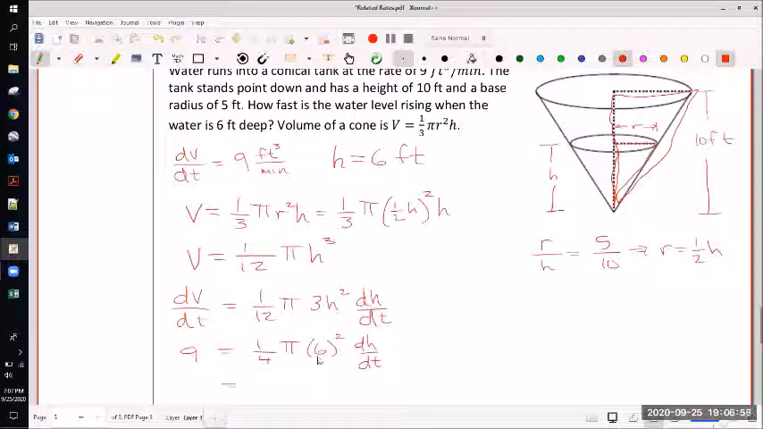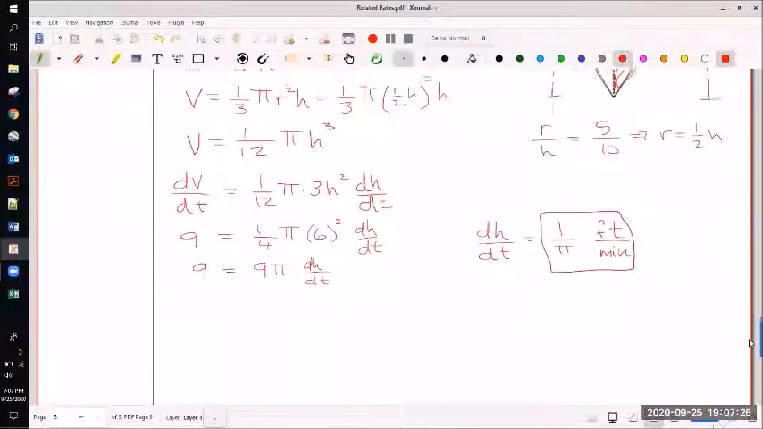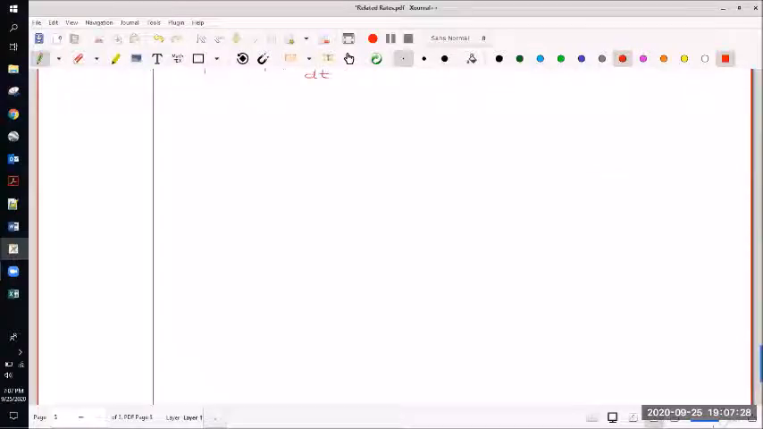6 squared is 36. 36 divided by 4 is 9. So I'll have 9 pi. 9 equals 9 pi dh dt. And finally, we'll solve for dh dt, and we'll get 1 over pi. And the units on this will be feet per minute. That's the answer. And that's it.